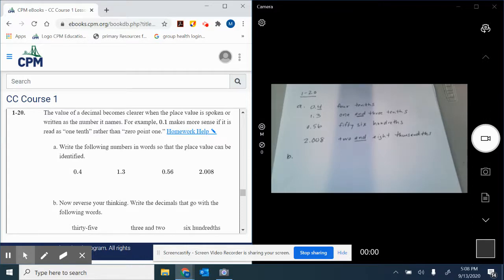Okay, let's look at B. Now reverse your thinking. Write the decimals that go with the following words. So go ahead, try that.